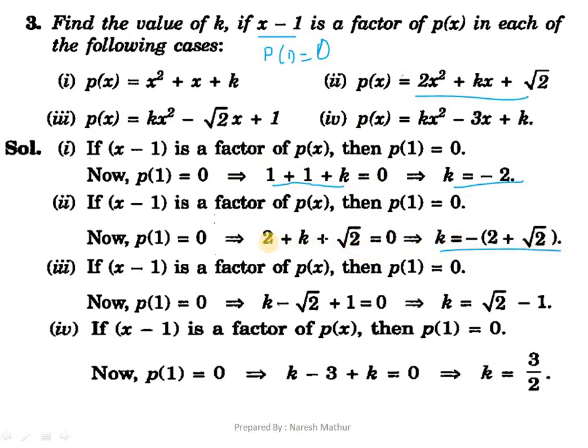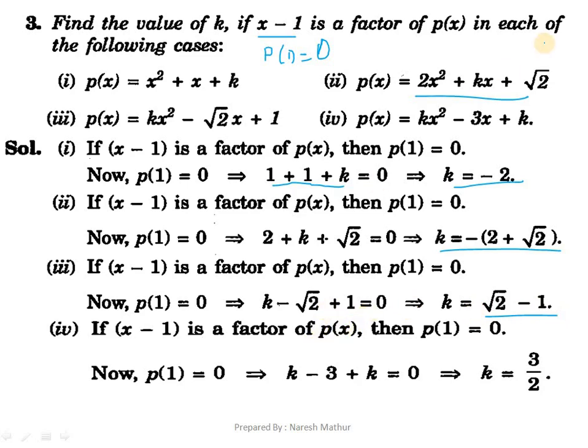Because we are having 2 plus k plus root 2. 2 plus root 2 will be combined, and when we displace it, it will be with the negative sign. In the third one, kx square minus root 2x plus 1. So we'll have k minus root 2 plus 1. So after the displacement, we'll get the value of k equals to root 2 minus 1.